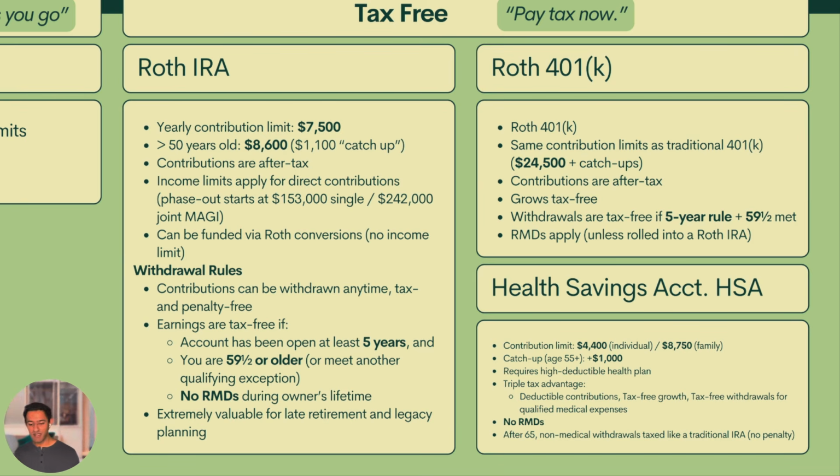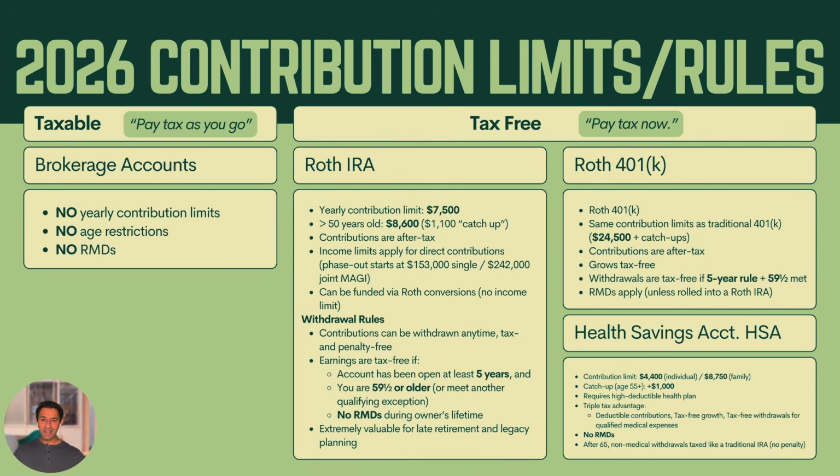There's no RMDs in any of the tax-free accounts. So the Roth IRA has no RMDs, the Roth 401k has no RMDs, and neither does the HSA. So that's it in a nutshell, guys.